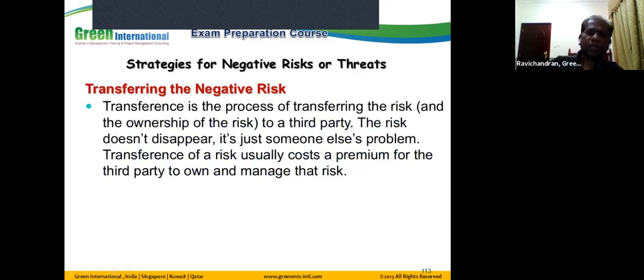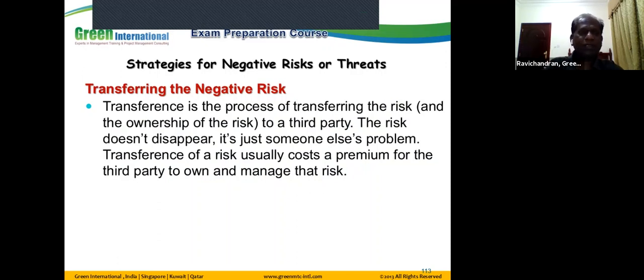Transferring the risk. What do you mean by transferring the risk? We are transferring the ownership of managing the risk to the third party. That means you are transferring the risk to the third party contractor and so on. The risk is not disappearing from the project. It is still there. Only you are transferring the ownership to the third party.